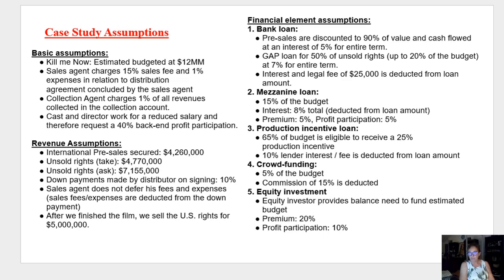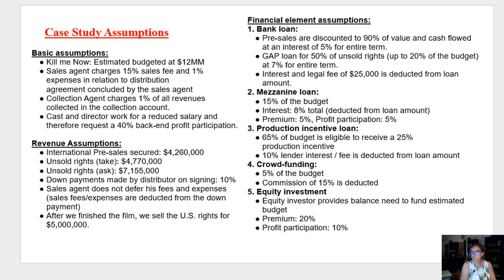Now we have a crowdfunder for this movie. 5% of the budget is being given to us by a crowdfunder. And the commission that we're paying on this is 15%, and that's charged up front. Both production incentive and crowdfunding is non-recoupable, so those are amounts we do not have to pay back.